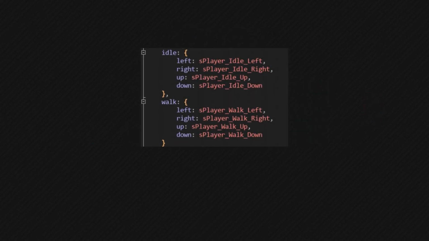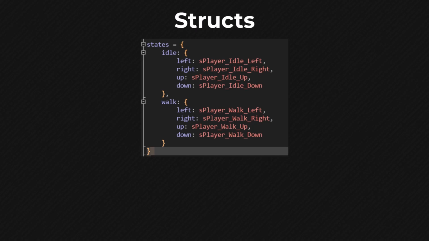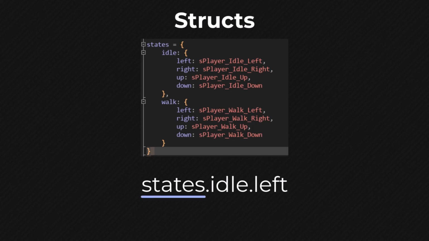Now the sprites for each state and the states themselves will be stored in structs. So we'll be able to access a sprite from a struct like this. First we have the state struct that contains all the states, then the struct for the state that we want to access, so in this case it's idle, and then the direction of the sprite, which in this example is left. So that should give us the sprite for that state and direction, and that's how we're going to set up this struct. Let's go into the project.